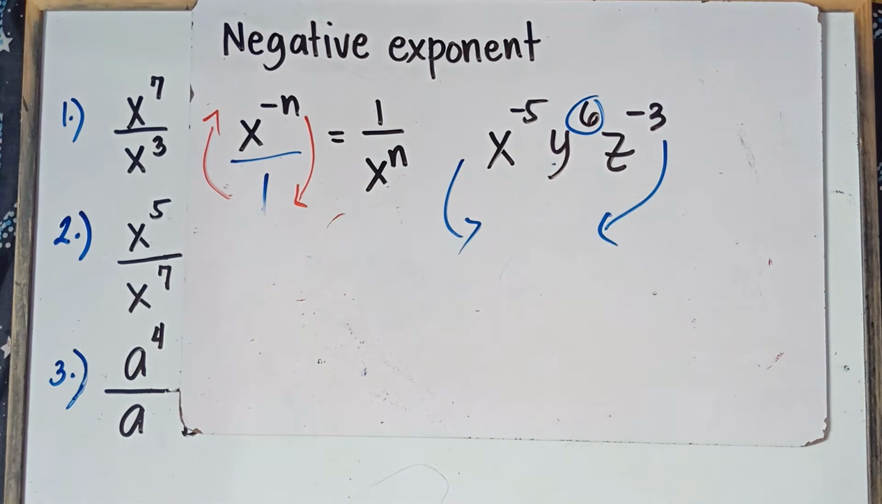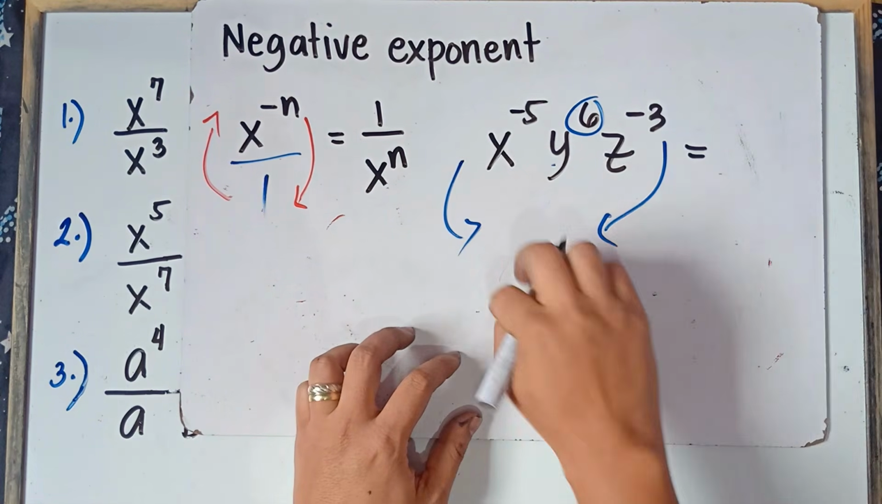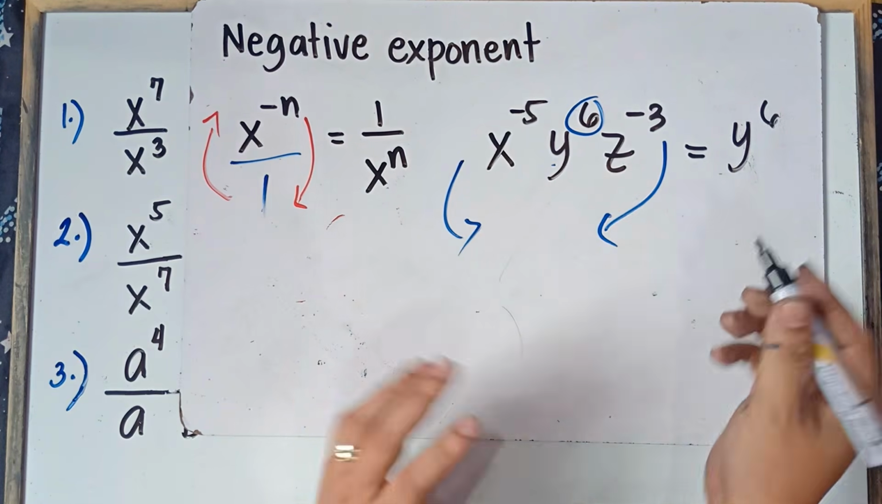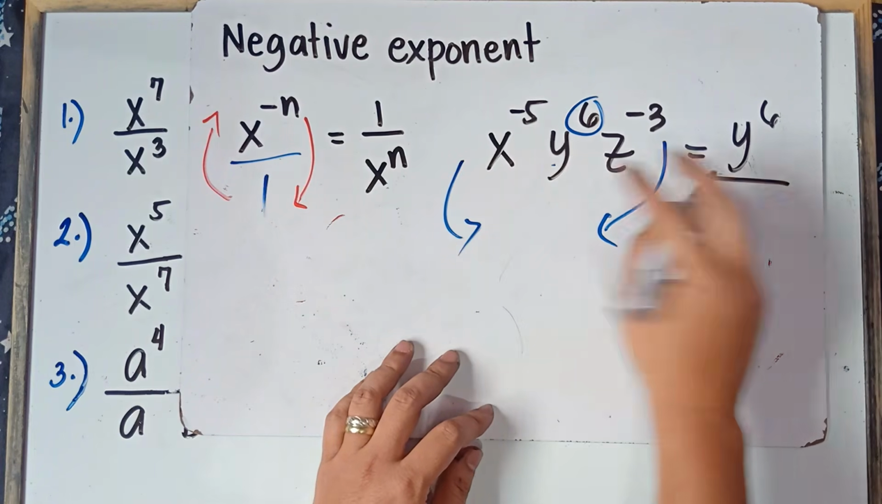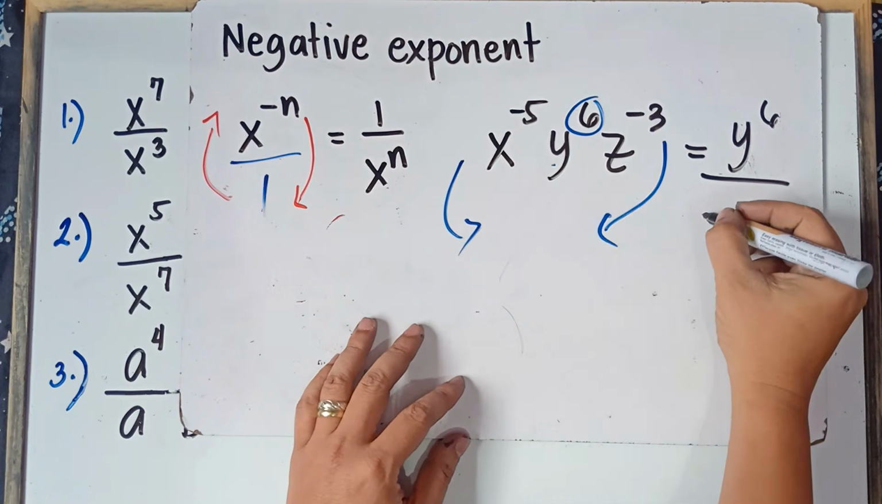Okay, this is on the numerator. This is on the numerator. Y raised to the power of 6. Why is that, sir? Because this is a positive exponent. And this is a negative exponent. Therefore, we put this one on the denominator.